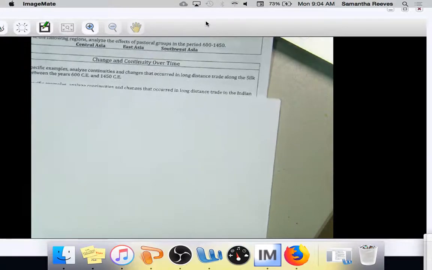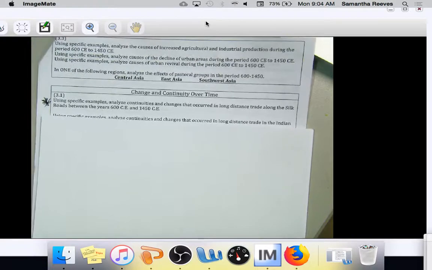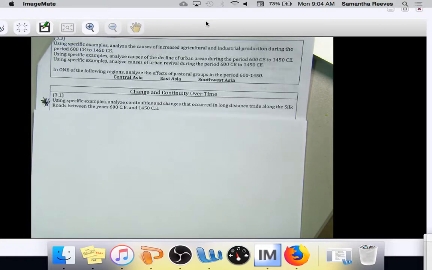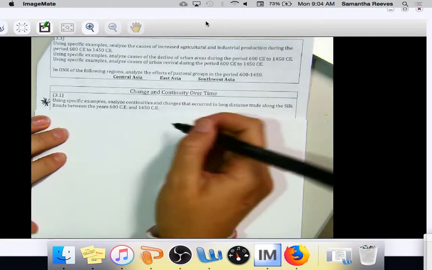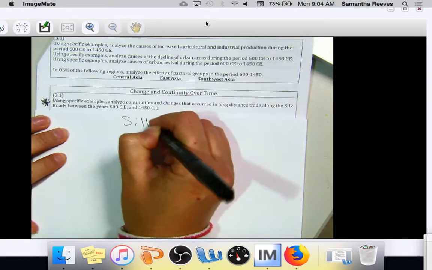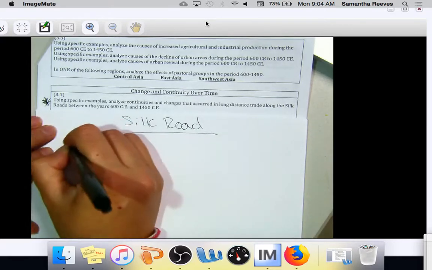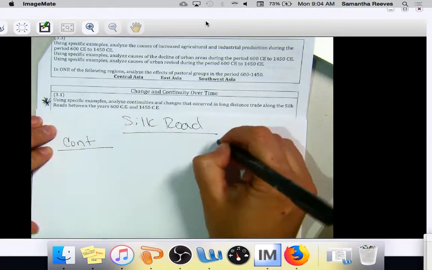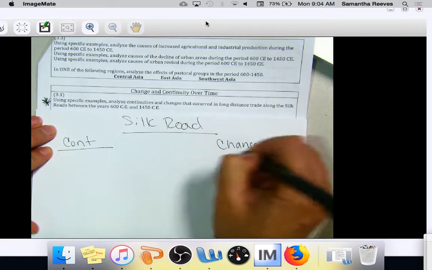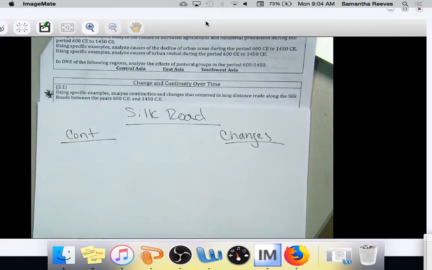All right, let's plan your essay, shall we? Using specific examples, analyze the continuities and changes that occurred in long-distance trade along the Silk Roads between the year 600 to 1450. So, Silk Road. We need continuities and we need changes. So we're going to brainstorm and come up with the best things. Keep in mind, our continuities, we have to explain from the previous periods to the current period. We also have to provide evidence.